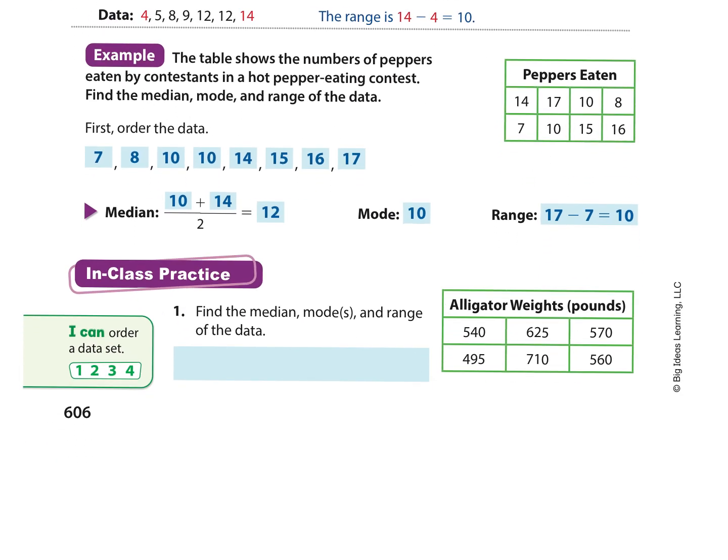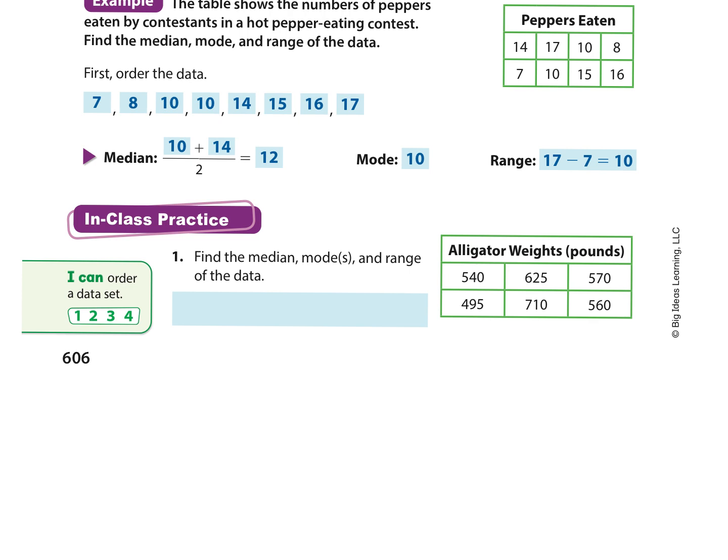We are going to work through some examples together, starting with number 1 at the very bottom of that first page. It says, find the median, mode(s), and range of the data. Notice how they put the S in parentheses because there could be more than one mode. The first thing I want to do is rewrite my data in order from least to greatest. So 495 is the first number. Then 540. Then 560. Next 570, 625, and then 710.